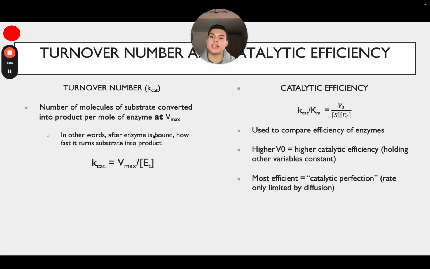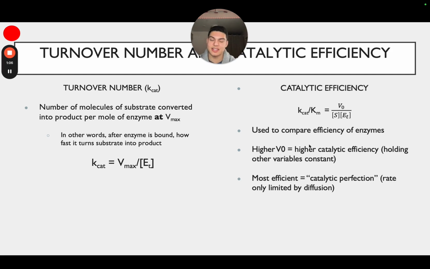And so, in other words, after the enzyme is bound, how fast it turns the substrate into product from ES to EP. And so this is an equation to calculate it in case you don't have that K2. You can take the Vmax divided by the total enzyme concentration, and you can manipulate it around. So if you are ever given the turnover number and Vmax, and they say calculate the total enzyme concentration, you can do that, and vice versa. If you have two of the variables and are missing one, you can calculate it.